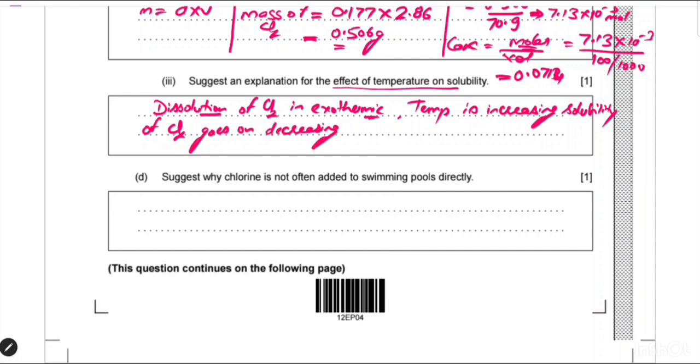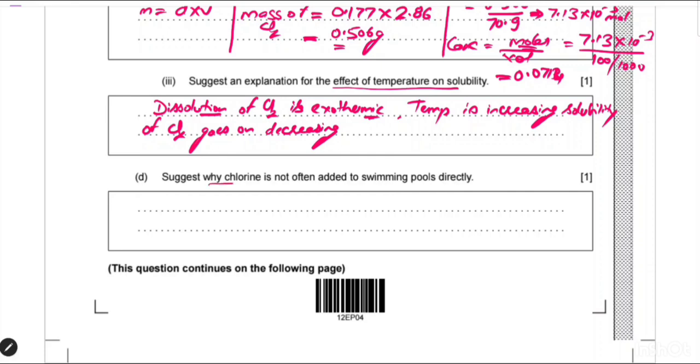So by this I can say it is an endothermic process. Dissolution of chlorine is an endothermic process, is endothermic in nature. Now if I increase temperature, the solubility will decrease. This should be the answer. Suggest an explanation for the effect of temperature on solubility. If I see dissolution of chlorine is exothermic, temperature is increasing, solubility of chlorine gas goes on decreasing.